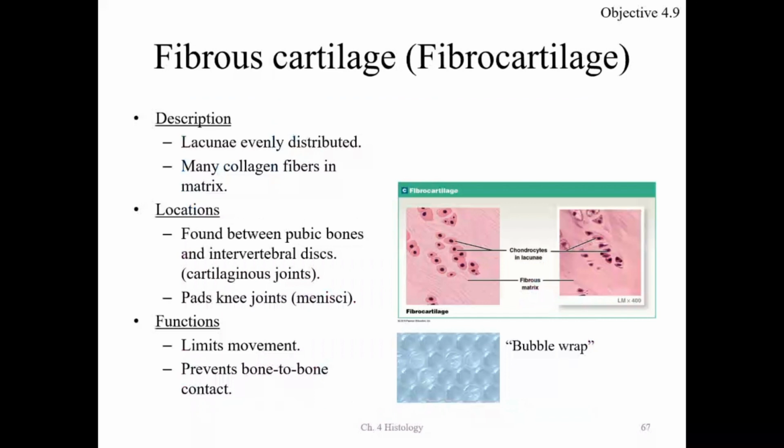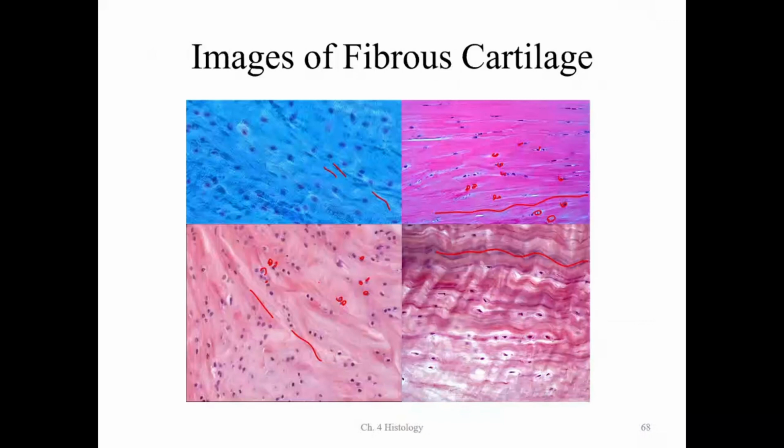All right. They're going to be found between your pubic bones and your intervertebral discs, what we call cartilaginous joints. They pad your menisci, they form the knee pads, meniscus. They help to limit movement within bone-to-bone contact. Now, one of the things is it takes time to get the locations and functions down. It's my job to help you see what these tissues are and why they are what they are. Okay? The lacuna and all these collagen fibers.